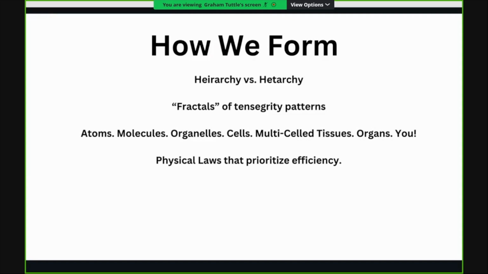But the pattern is just dictated by the physical laws that generate efficiency. That is the most important part, and that is what creates a similarity in the structure. It's like a fractal, but it's not. And so it's important to understand that. Maybe you don't think so, but I think it's important. So the point is that we form upwards through this.